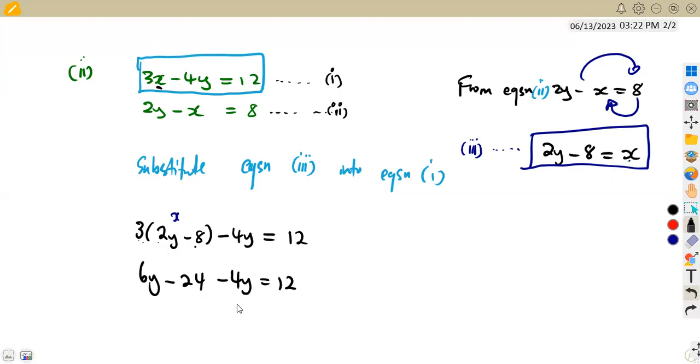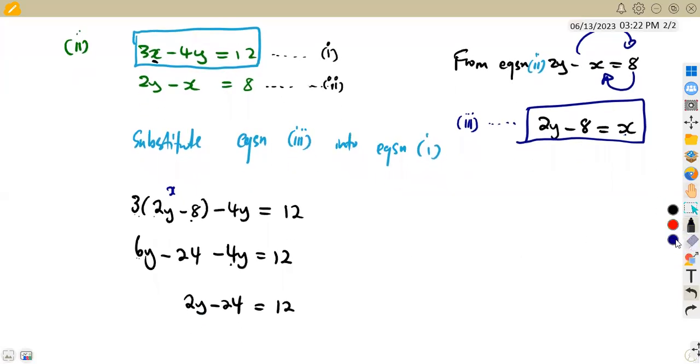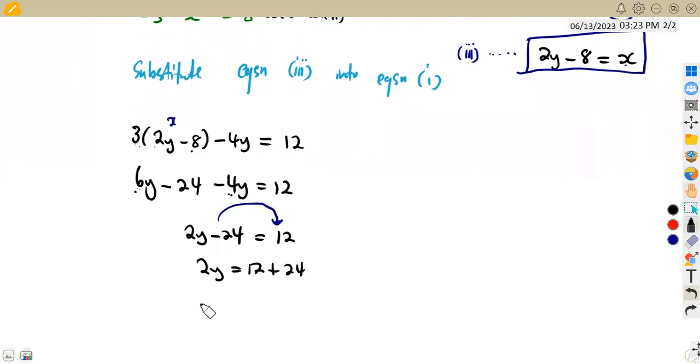All right, so this is what you're going to have. If we collect our like terms, we have 6y and 4y here. So it's 6 minus 4, which is 2y minus 24, which is equal to 12. So you've taken the like terms, the parts that have y together. Now we can transpose minus 24 to the other side of the equation so that it becomes positive. So 2y is equal to 12 plus 24. It was a negative, so on the other side it will be a positive. If you add, that will be 36.